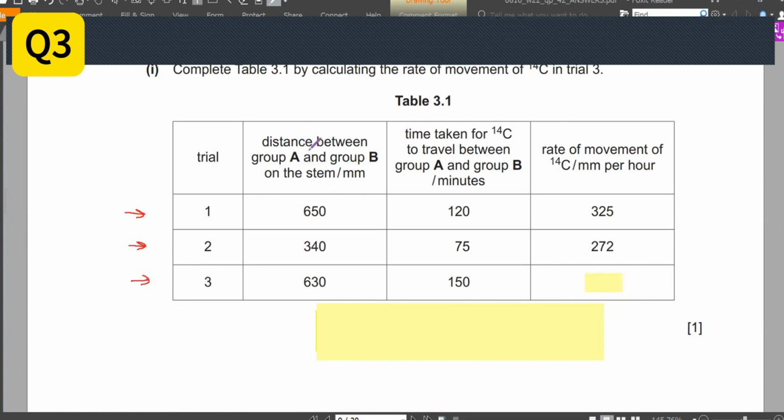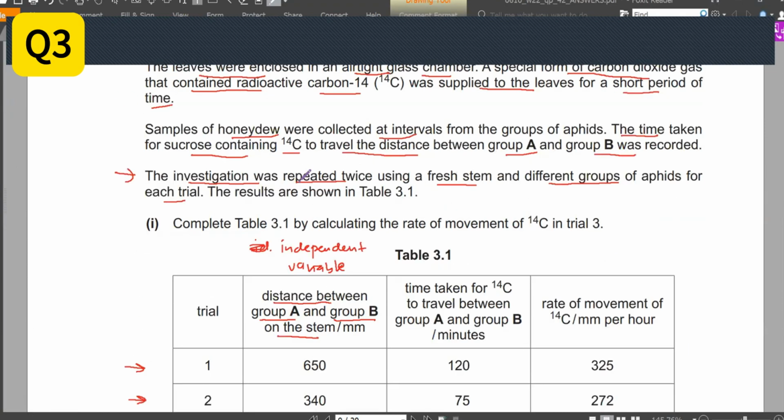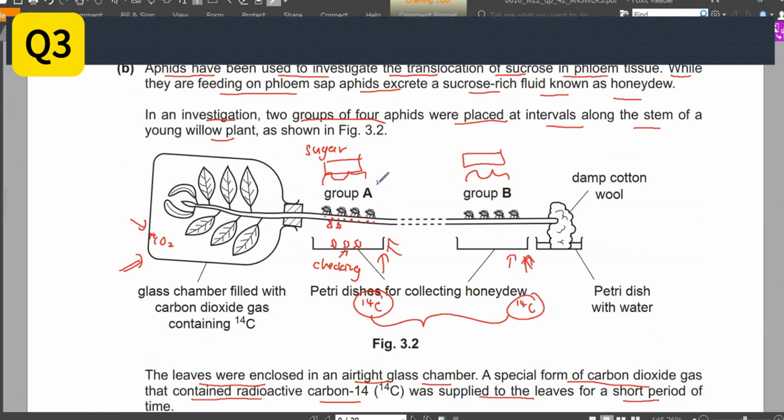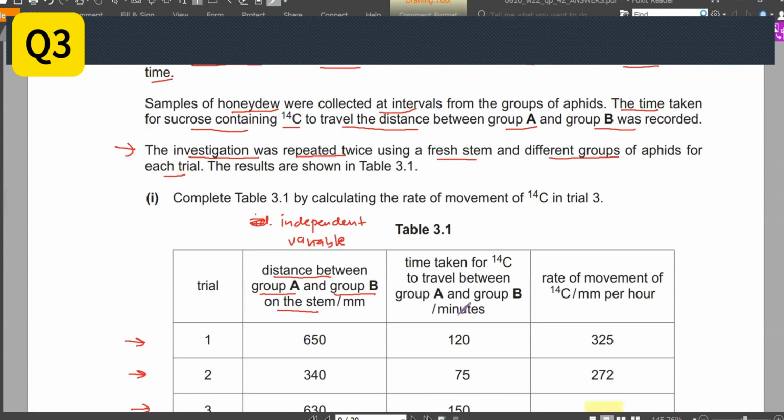So this will be our independent variable. What are we investigating? The distance between group A and group B on the stem. This is quite reasonable: when we increase the distance, it will take a longer time for the sugar to travel. That's the main thing we are investigating.